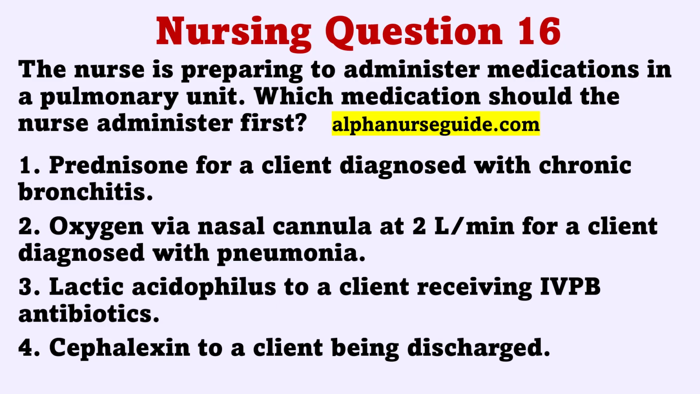The correct answer is 2. Oxygen via nasal cannula at 2 liters per minute for a client diagnosed with pneumonia. Oxygen is considered a medication and should be a priority whenever it is ordered. A client diagnosed with pneumonia will have some amount of respiratory compromise, and the ordered 2 liters per minute indicates a client with a chronic lung disease. This is the priority medication.